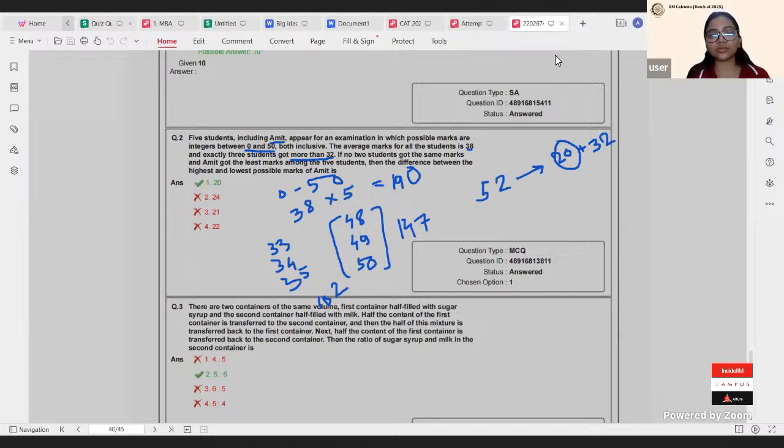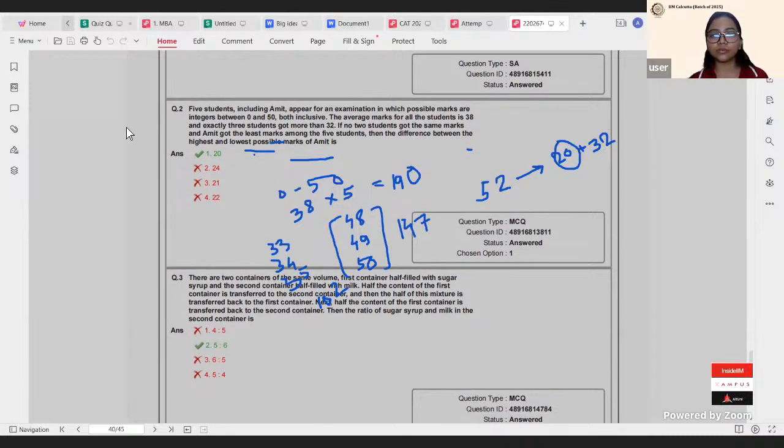So in this case, we'll basically assign 31 to Amit, since he's the least scorer, and there's some person who has scored less than or equal to 32 also. So we'll assign the second lowest scorer to be 32, Amit to be 31. And hence the difference here comes out to be 31 minus 11, which was in the previous case. And it comes out to be 20.